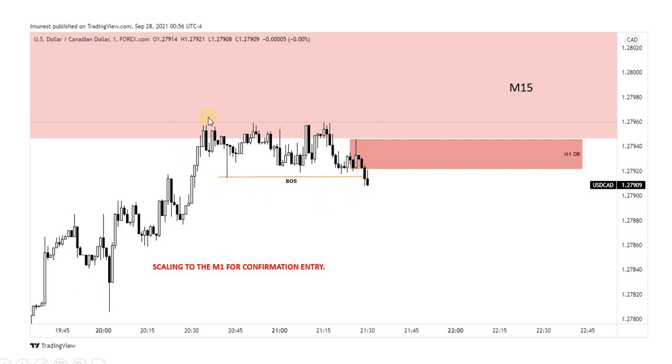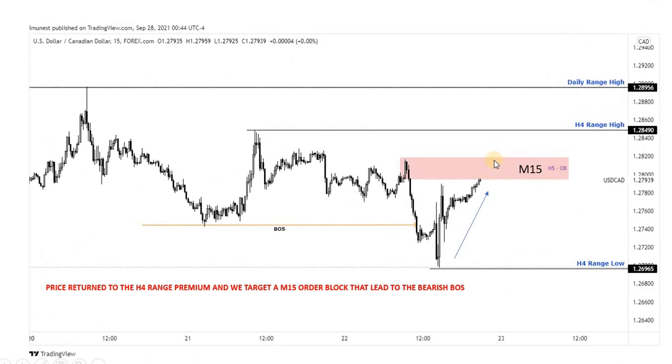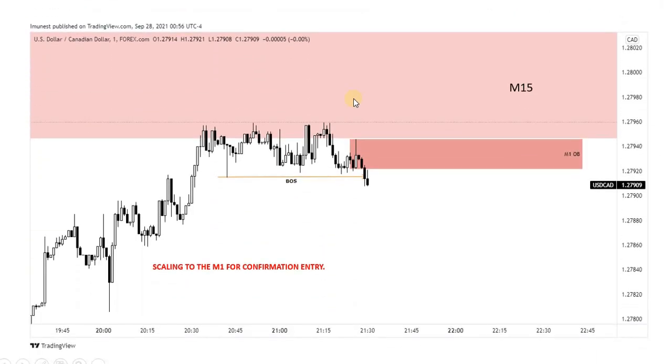So looking closely, we are scaling to the 1 minute time frame for confirmation entry. It's possible that you could have traded from here, take what we call a risk entry by setting a limit here and targeting this low. Okay, but it's best for you to really wait, because you wouldn't know if the order block will actually hold, and so you scale down to 1 minute time frame, for instance, or a lower time frame, and look for the distribution schematics. And you can see that we have a break of structure here, sponsored by this 1 minute order block.